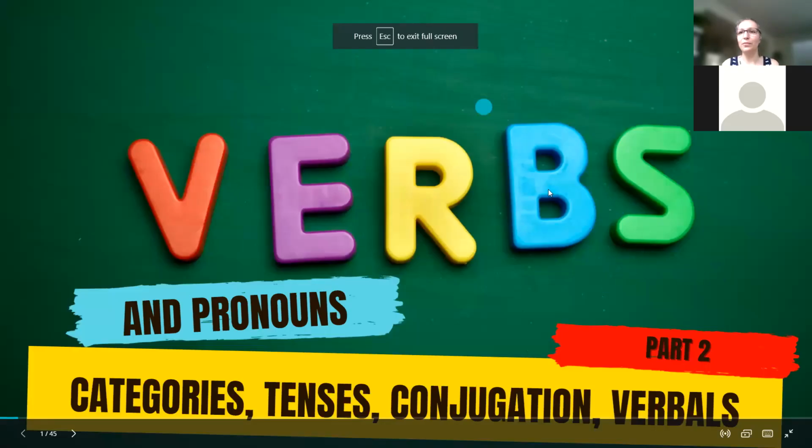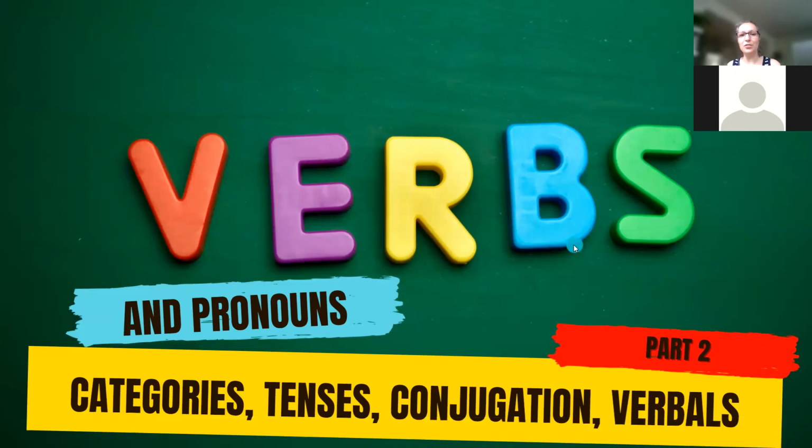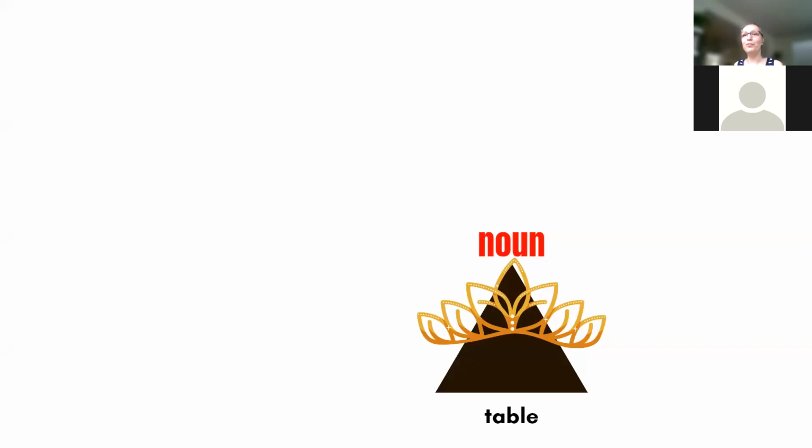Okay, so here's what we've got. We are kind of doing part 2 of verbs, but to do part 2, we need to look at pronouns. So we're going to start with that first. But before we do, here's how everything is going to come together. We've learned about the noun, and I'm going to present the noun today as a bit of a princess. It's got a crown on its head.